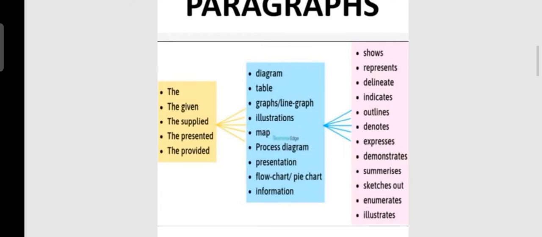Now, in the third table, we are given some words like delineate. Delineate means to describe something in great detail. Enumerate is the second last word; the meaning is to make a list of things separately. And the third one is illustrates, to explain by using examples. So this way you can start writing the paragraph, picking words from these three tables.